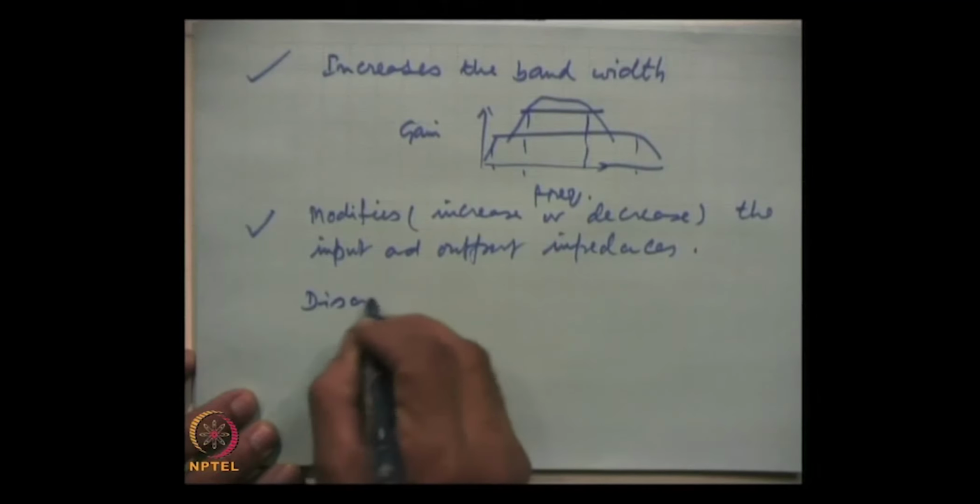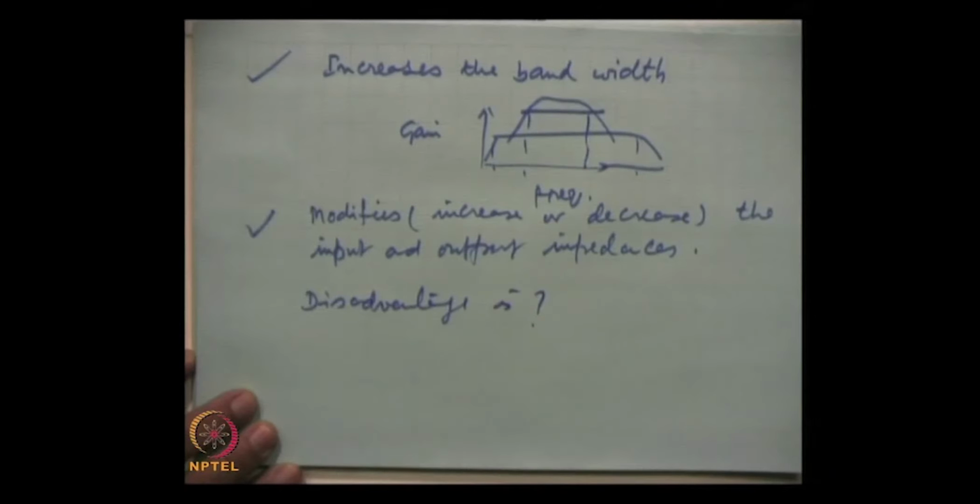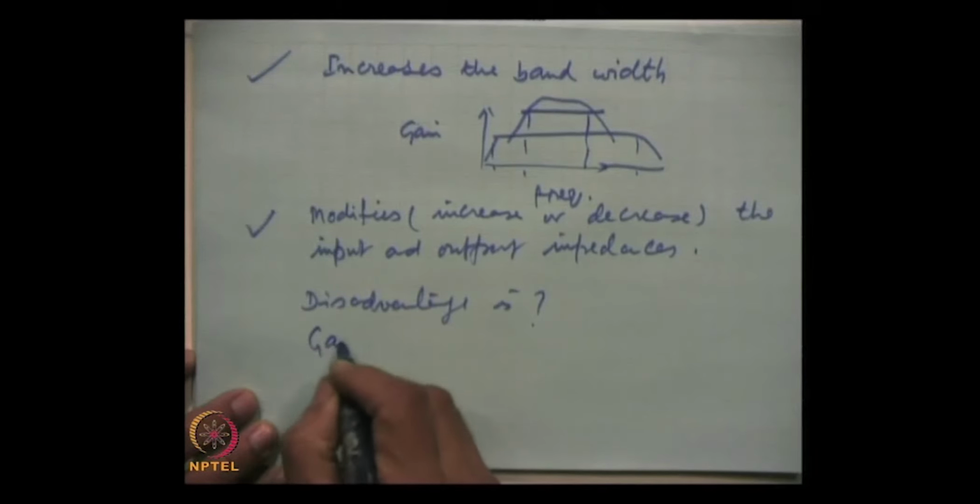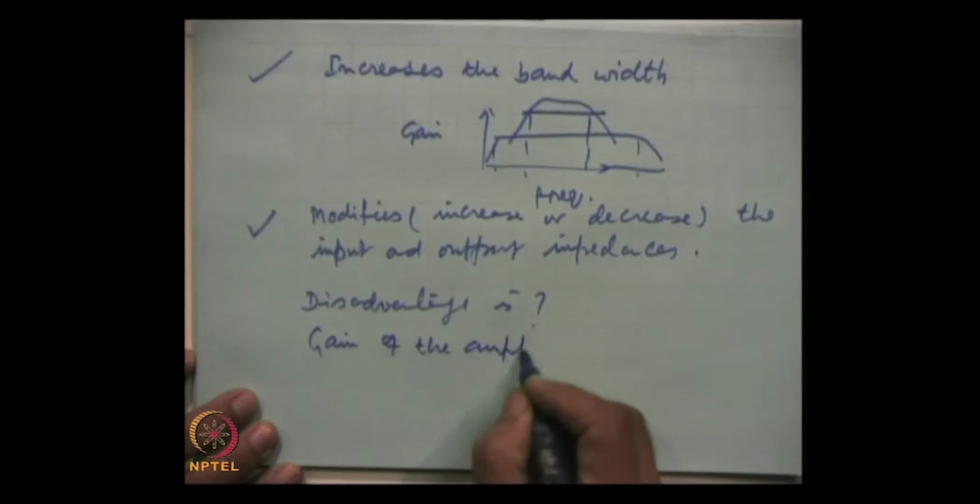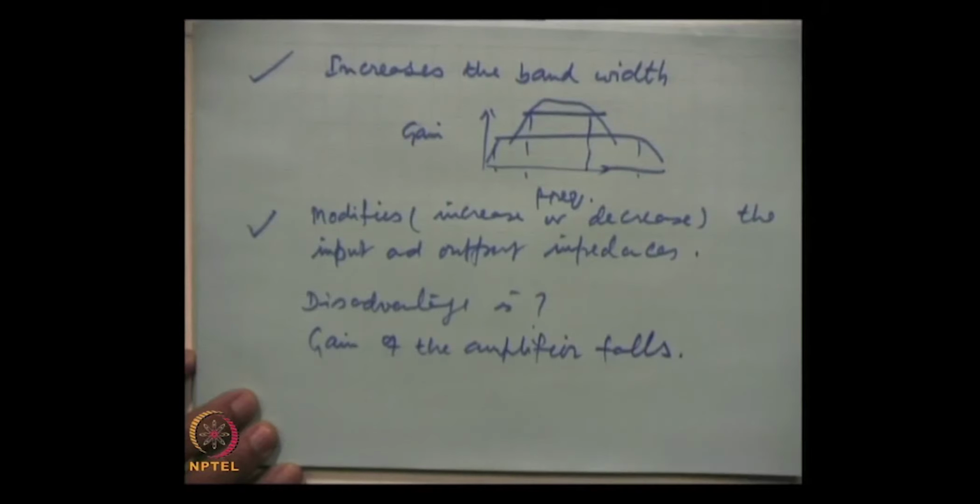No gain, no advantage is without paying a price. Negative feedback, all these advantages are there, but for that you have to pay the price. So, what is the major disadvantage? The disadvantage is that by incorporating negative feedback, the gain of the amplifier falls. For example, the open loop gain may be 10,000, which is reduced to 200 when we incorporate negative feedback for various things we have talked about.